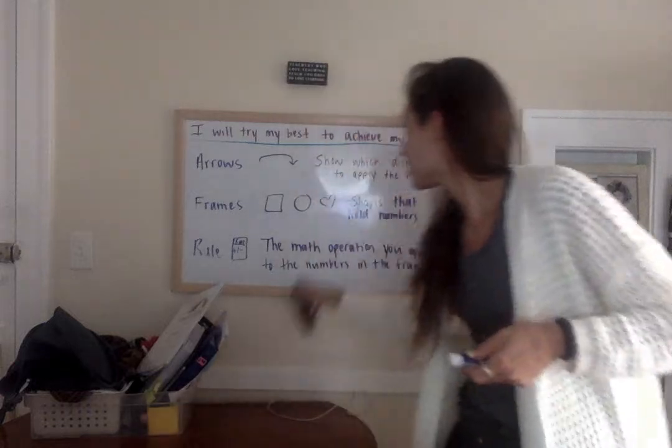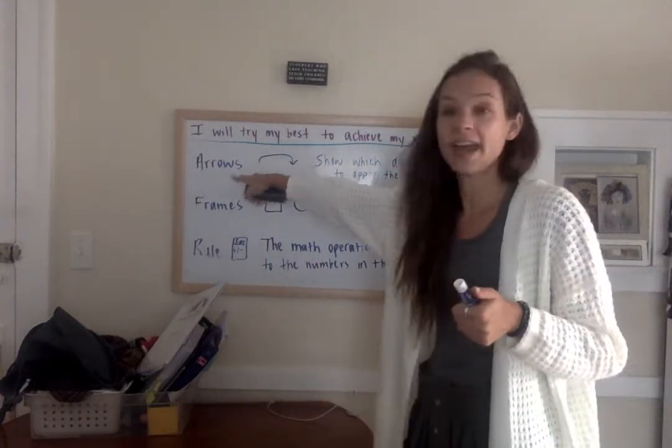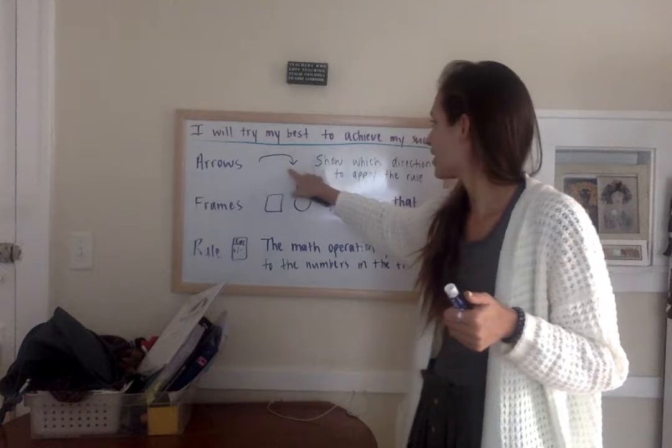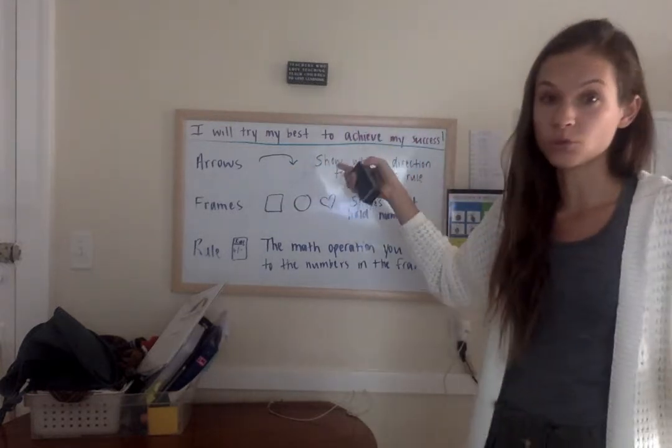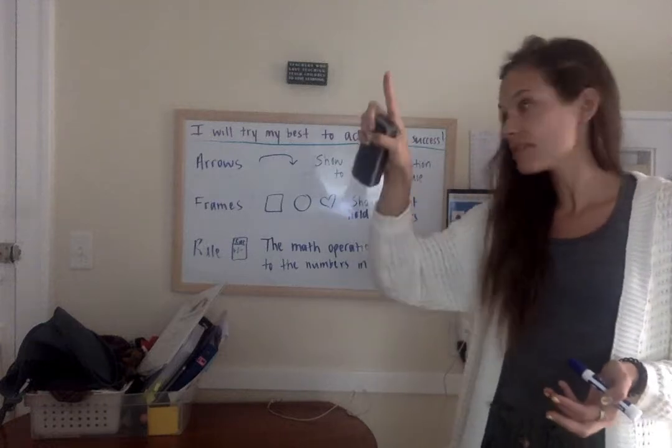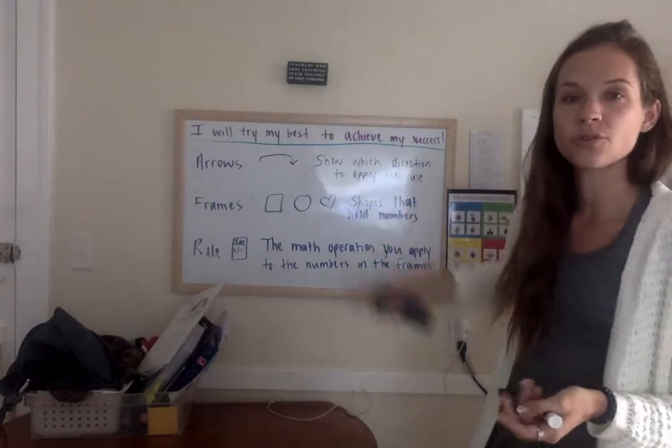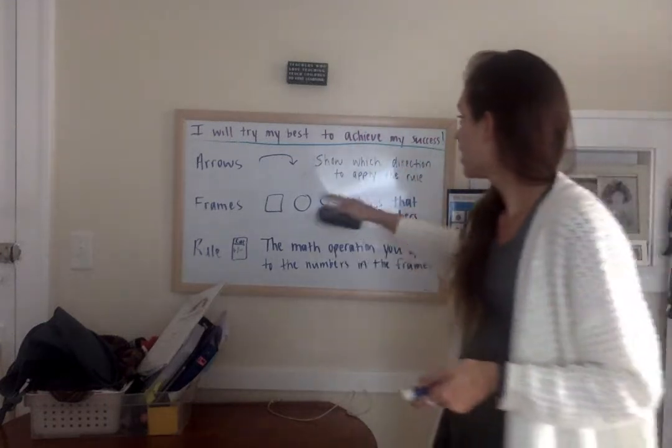So, first, this word arrows. Here's a picture of an arrow. Arrows show which direction to apply the rule. When you see the arrows, it's showing you which direction you apply the rule.